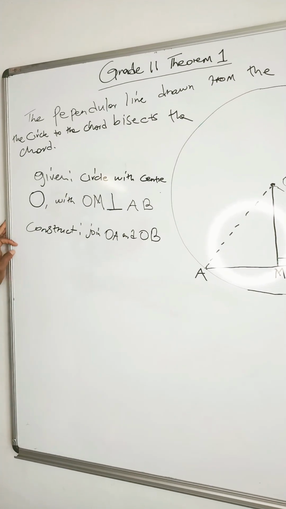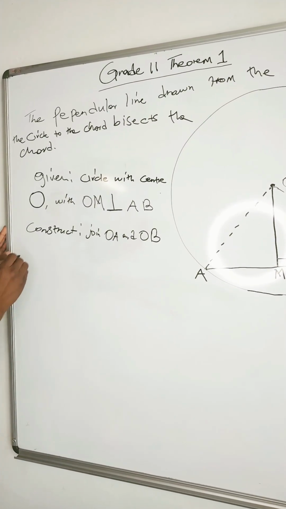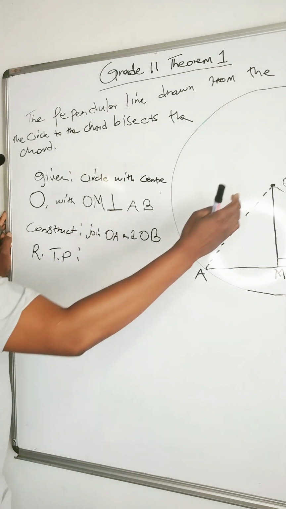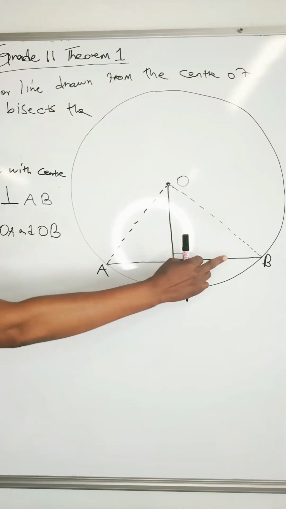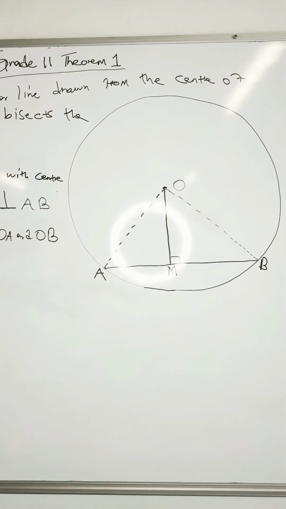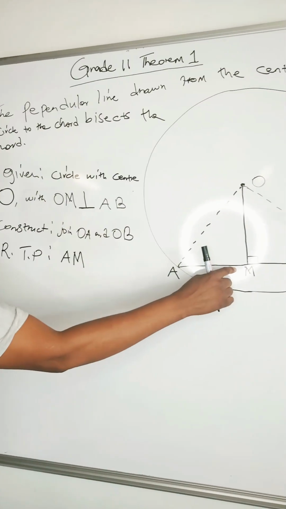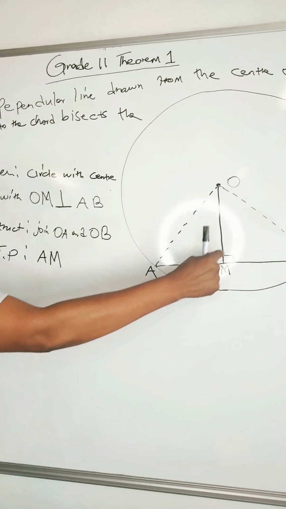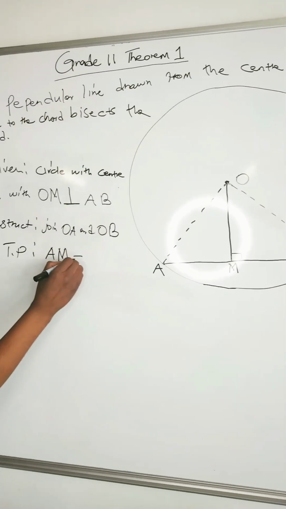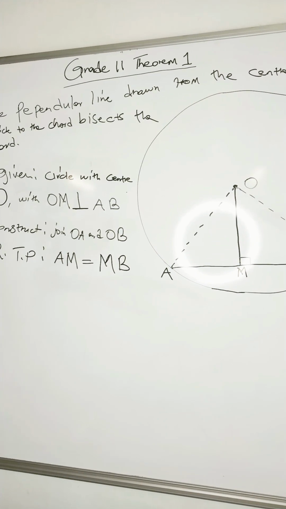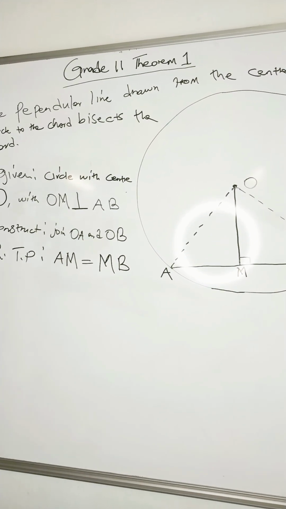Now, we are required to prove. Since we are told that this line cuts this one into two equal parts, it means we are going to prove that AM should be equal to MB. That's what we're going to prove.